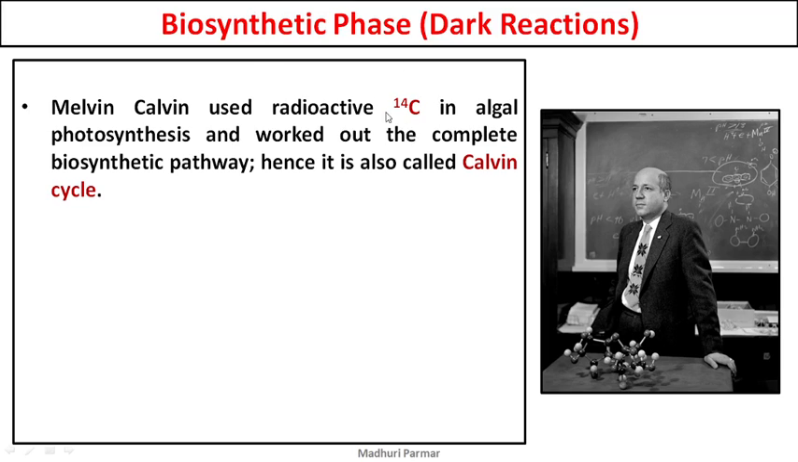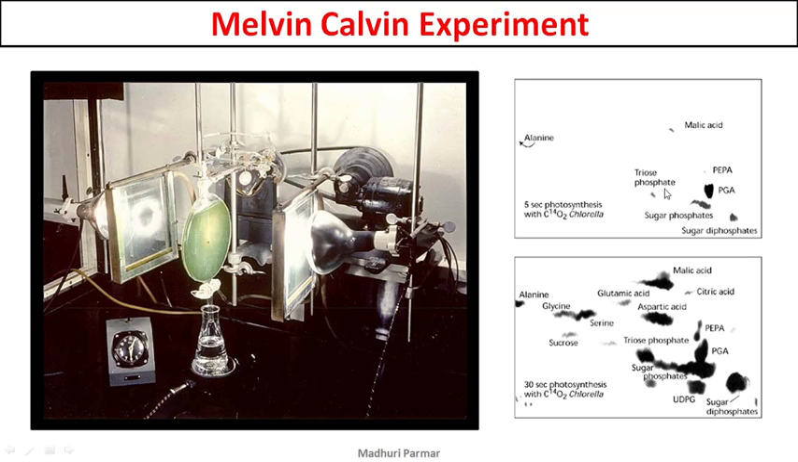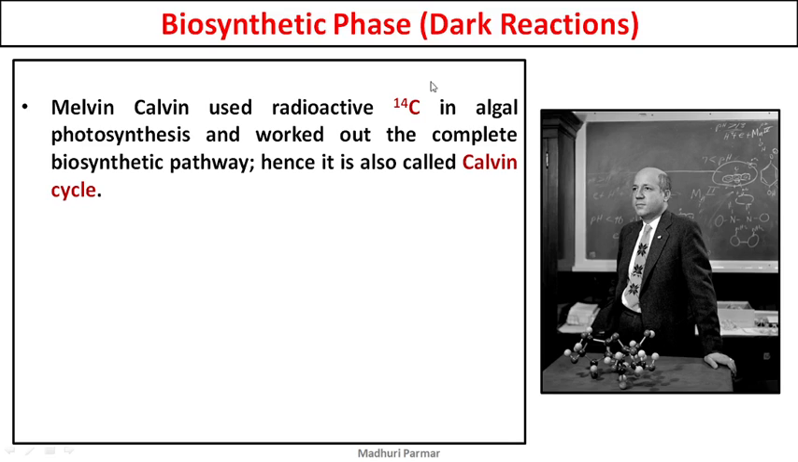Kelvin used radioactive C14 in algal photosynthesis, and what was his study? He worked out the complete biosynthetic pathway. For example, let us say after 5 seconds PGA is higher. After 10 seconds some other molecule is showing higher radioactivity. After 15 seconds some other third molecule is showing higher radioactivity. So you know from which molecule is being made. For example, from PGA triose phosphate is being made, and so on. This is how he found out the whole pathway, and hence it is called the Calvin cycle.